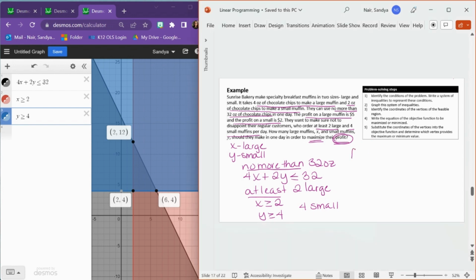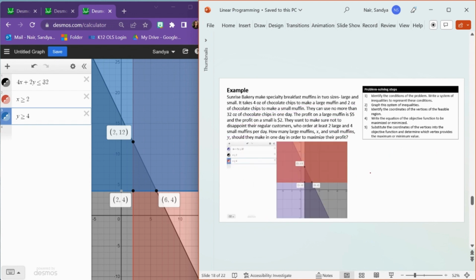Well, here we need to figure out how to maximize the profit, right? So our objective function needs to represent the profit of the bakery. Well, remember it says that they make $5 on every large muffin, so that's 5x, and they make $2 on every small muffin, so that's going to be 2y. So we're going to use the objective function to represent the profit.